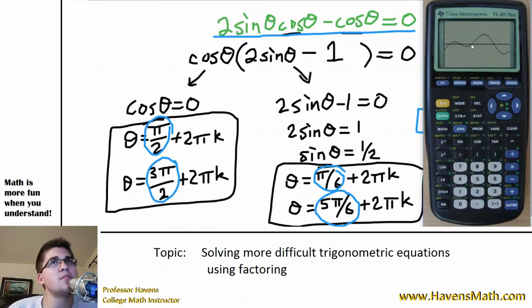This is pi over 2. This one's my 5 pi over 6, which is slightly less than pi over 2. And then finally over here, between pi and 2 pi, right in the middle, is 3 pi over 2, right there. So that guy's my 3 pi over 2. And basically these 4 different places where it crosses are those 4 solutions in blue.